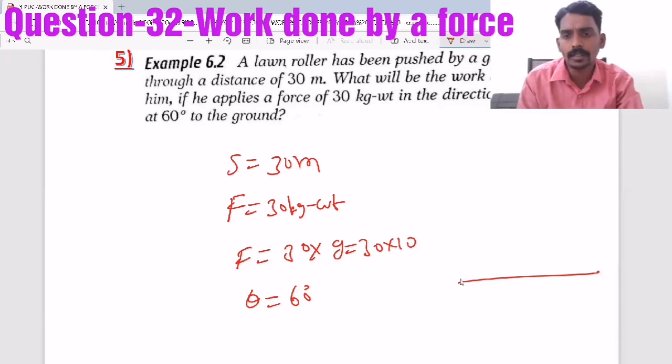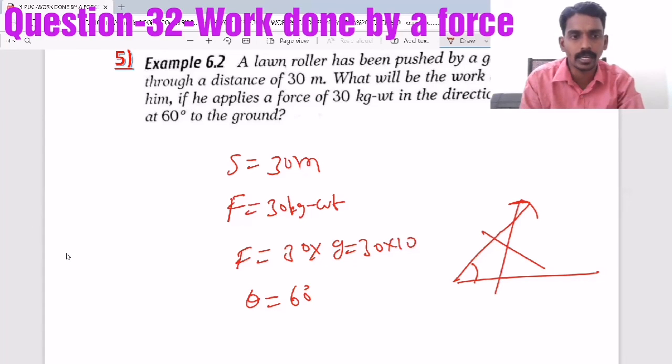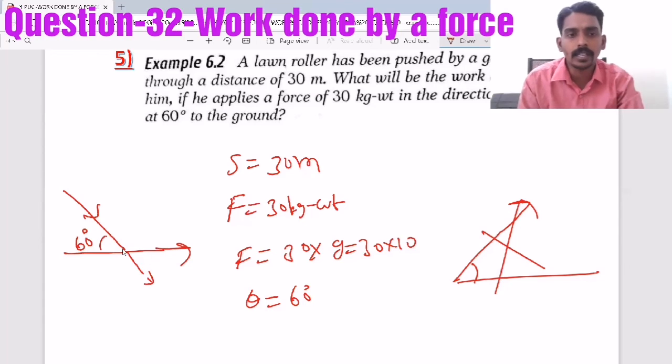So he is trying to push with some force at an angle of 60 degrees with the ground. Just like this is the ground and it is moving like this. So he is pushing, sorry. Then the diagram will become like this. He is pushing like this. Now this angle is 60 degrees. This is the direction of force and this is the ground. In this direction it will move. So this is the displacement direction, this is the force direction, and this angle is 60, they have given.